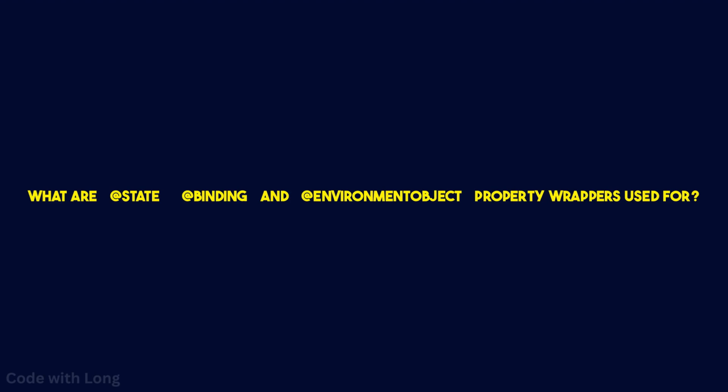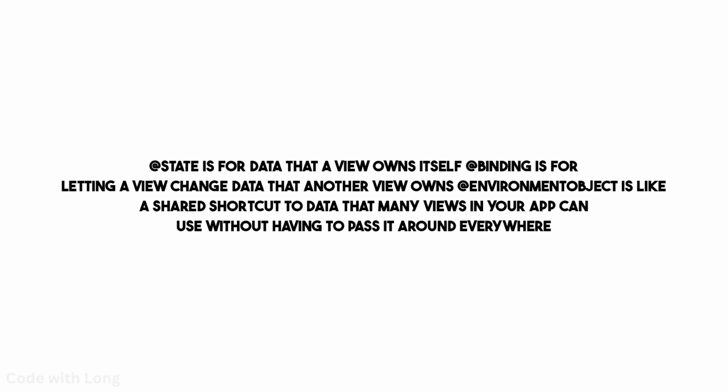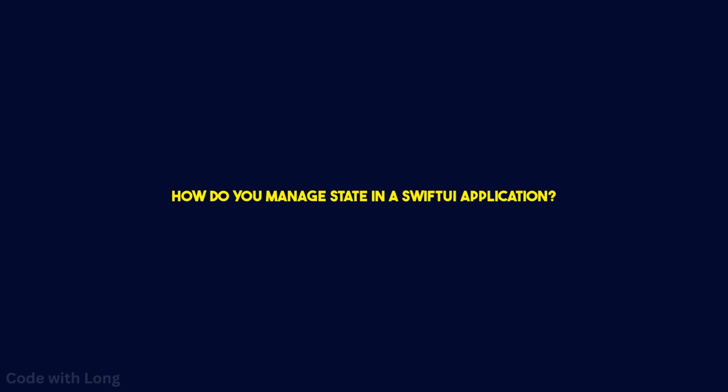What are @State, @Binding, and @EnvironmentObject property wrappers used for? @State is for data that a view owns itself. @Binding is for letting a view change data that another view owns. @EnvironmentObject is like a shared shortcut to data that many views in your app can use without having to pass it around everywhere.